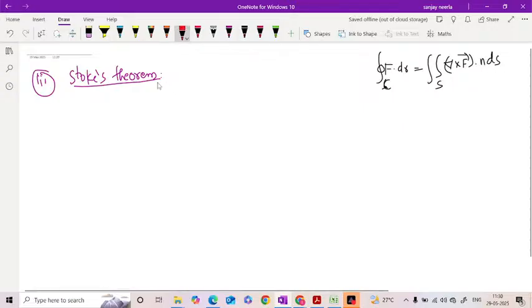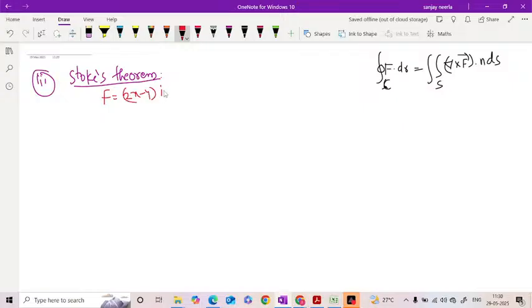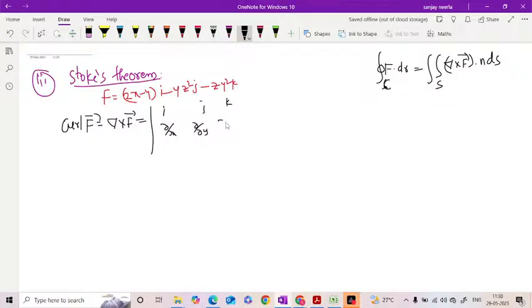Now in this one, what is our F? Clearly given. F is (2x minus y) i minus yz squared j minus zy squared k. So first of all, do the curl F. Curl F, or del cross F, is equal to the determinant: first row is i j k, second row is dou by dou x, dou by dou y, dou by dou z, and the third row is 2x minus y, minus yz squared, minus zy squared.